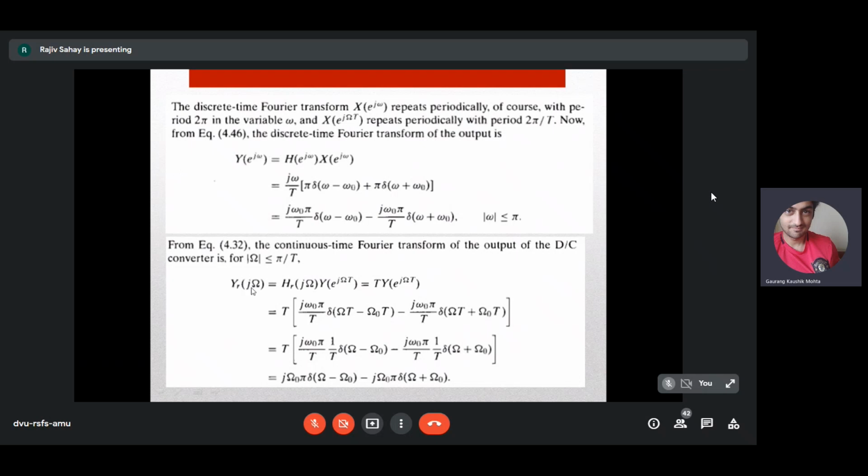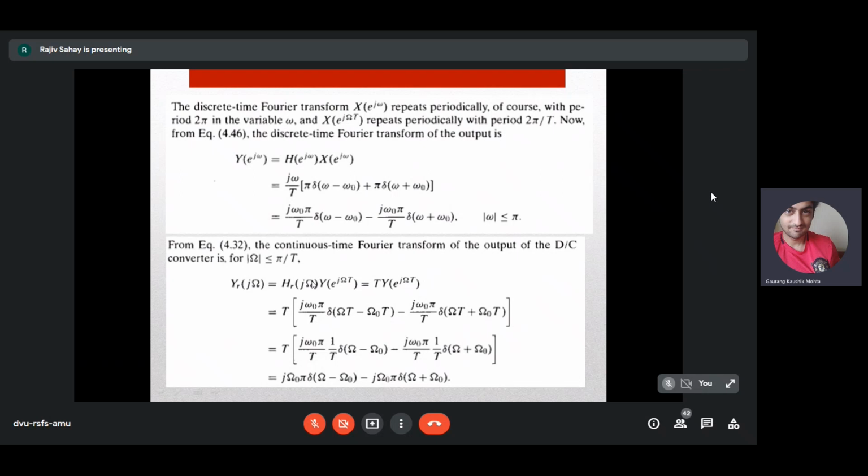So you can write Y_r(jΩ) equal to H_r(jΩ) into Y(e^{jΩT}), with ω equal to ΩT. So this H_r(jΩ) is the reconstruction filter sitting inside the D2A converter. And this reconstruction filter is nothing but a low pass filter, with a magnitude T. In the frequency domain, this is an ideal low pass filter with a magnitude T, because in the time domain it is a sinc function.